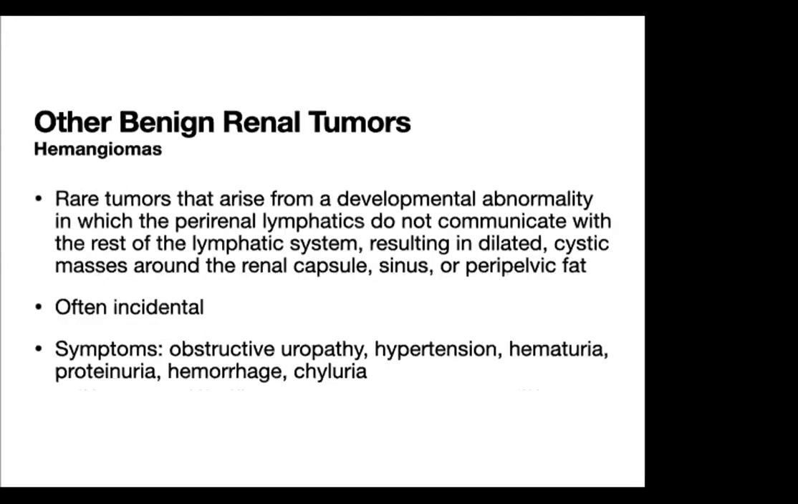For your hemangiomas, these are rare tumors that arise from a developmental abnormality in which perirenal lymphatics do not communicate with the rest of the lymphatic system, resulting in dilated cystic masses around the renal capsule, sinus, or peripelvic fat. They are often incidental, and the symptoms include obstructive uropathy, hypertension, hematuria, proteinuria, hemorrhage, and chyluria.